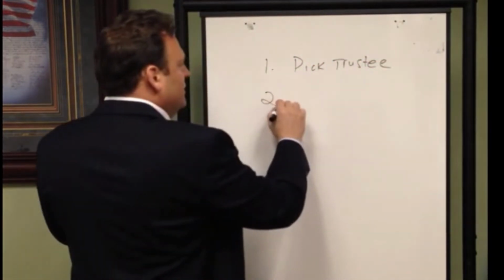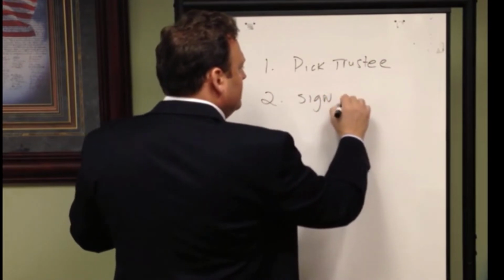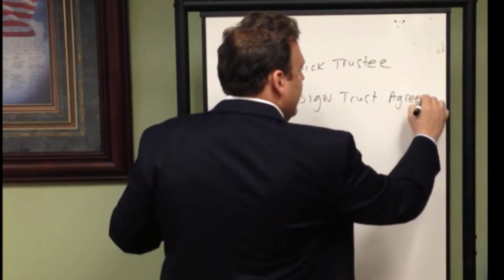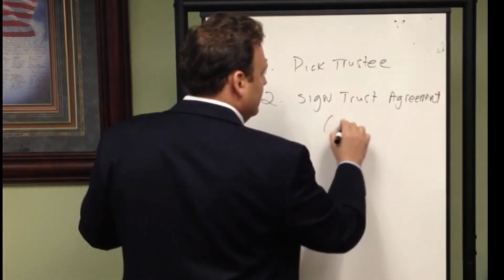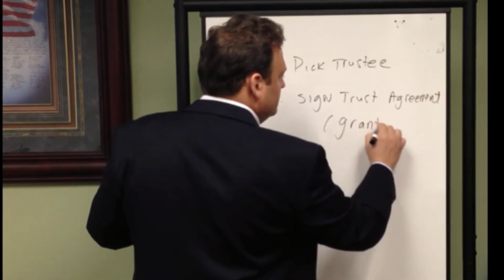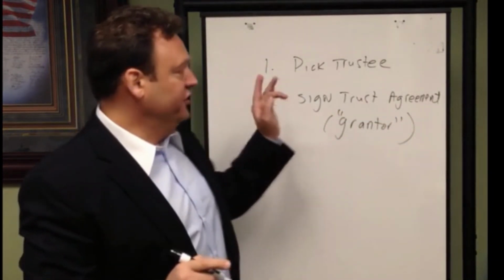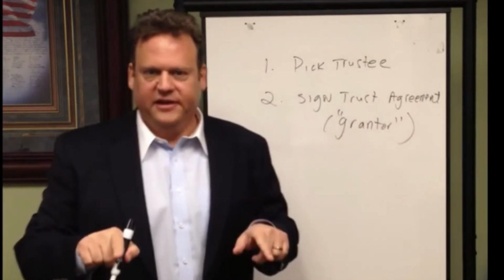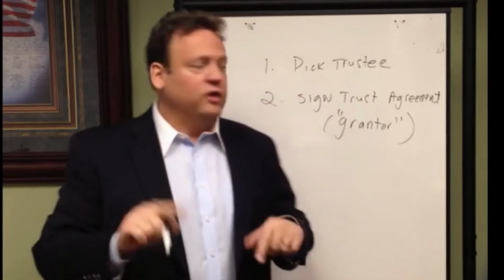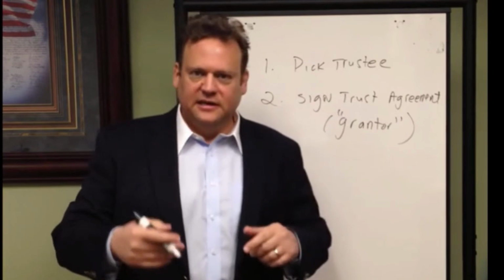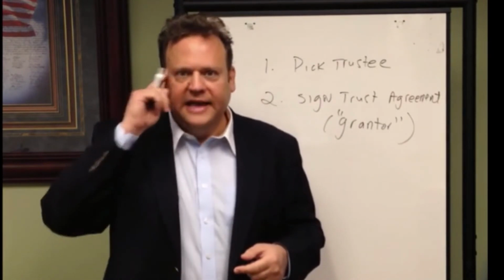And number two, we sign the trust agreement. And the trust agreement is between the creator of the trust, known as the grantor, that's you, and you're creating a trust with the trustee for your own benefit. So you're the grantor and beneficiary of this trust, and the trustee is the individual with the different last name.